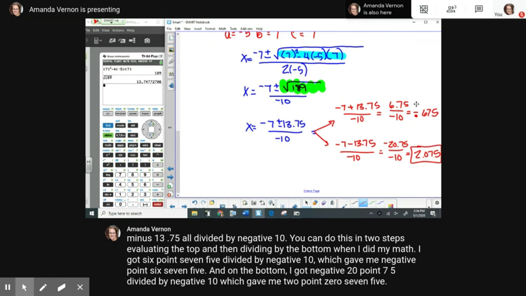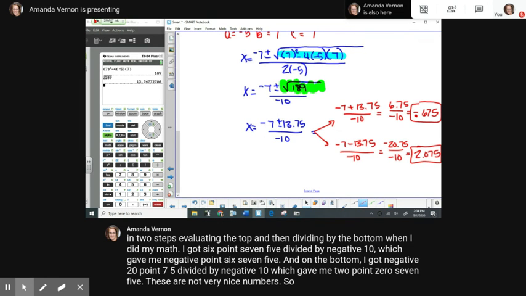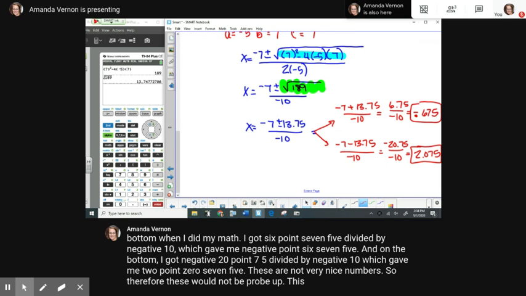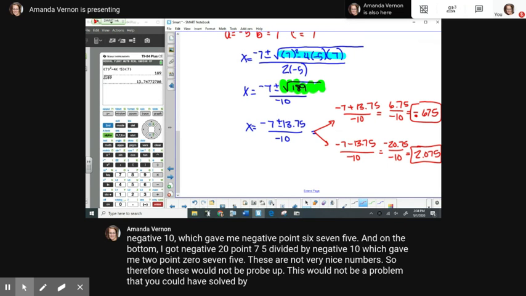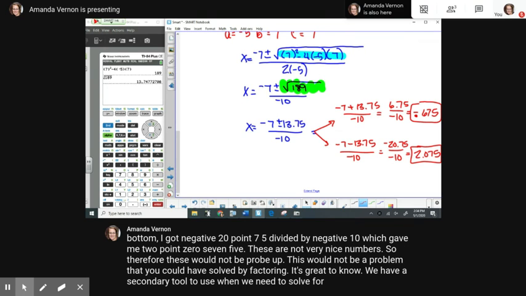These are not very nice numbers, so therefore this would not be a problem that you could have solved by factoring. It's great to know we have a secondary tool to use when we need to solve for x and find our x-intercepts.